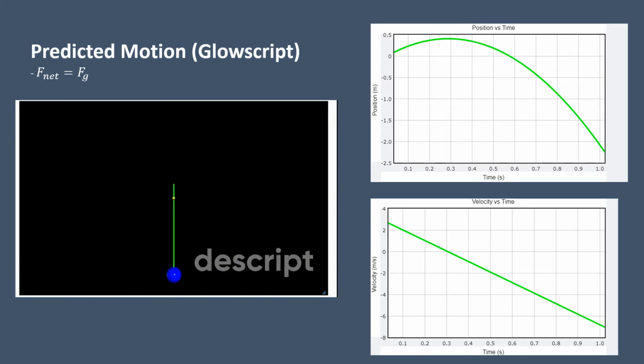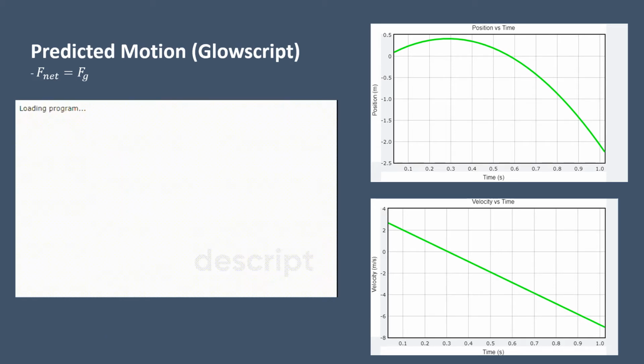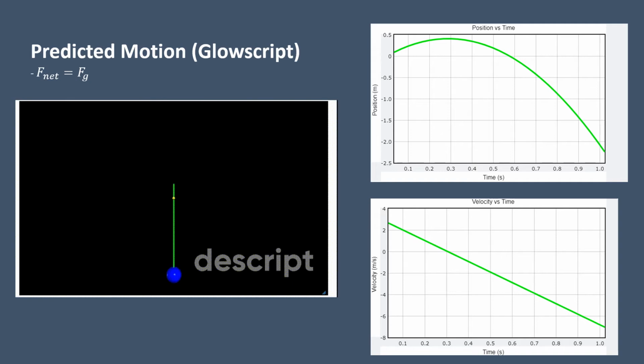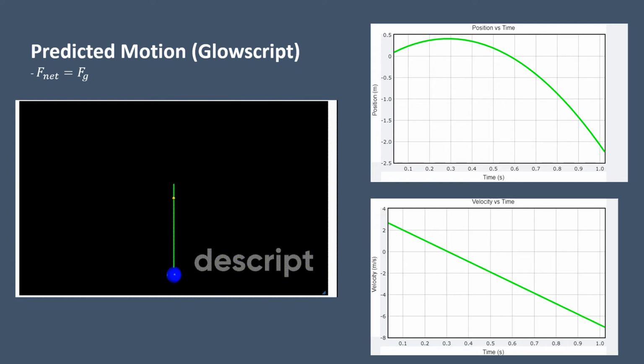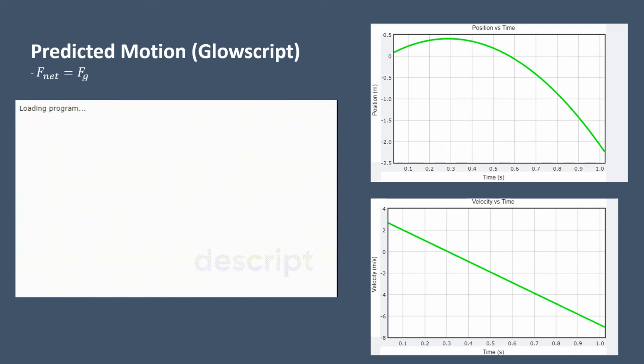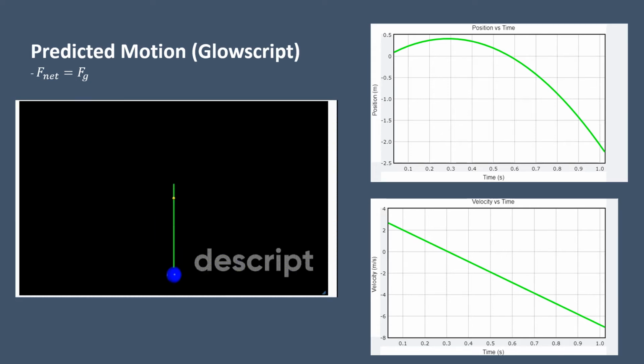Here we have the predicted motion that we did using the code in GlowScript. As you can see, it's pretty much the exact same thing, except that there's no drag force incorporated into it. The position versus time goes up and then comes back down with the gravitational force acting on it. The velocity versus time is a consistent downward slope, and that slope is negative 9.8 meters per second squared, which is equal to the acceleration, which is consistent throughout the entire time.